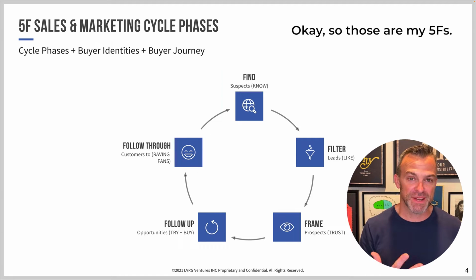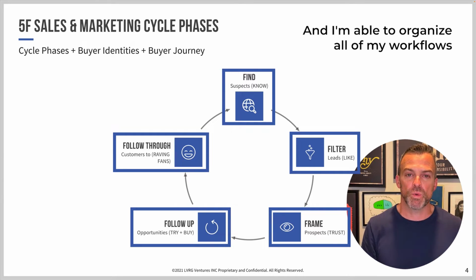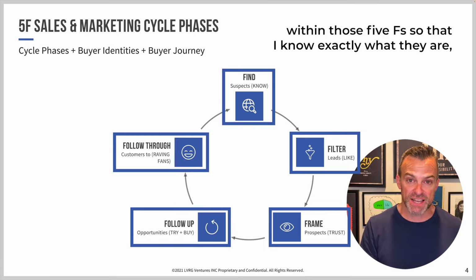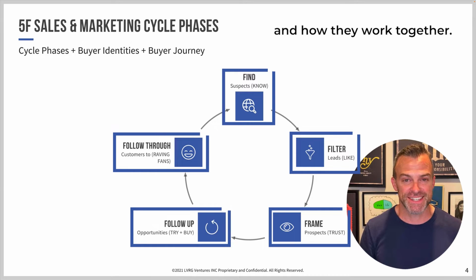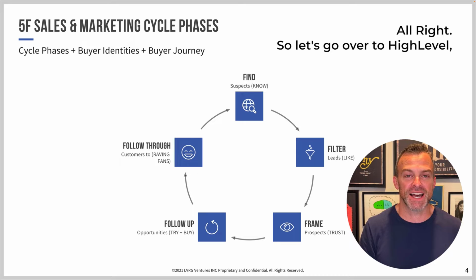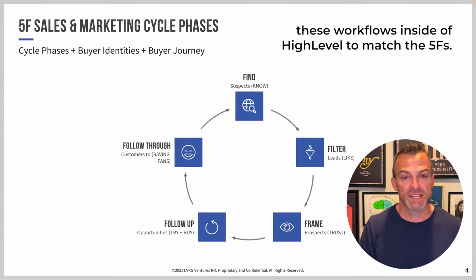Okay, so those are my 5 Fs: find, filter, frame, follow up, and follow through. And I'm able to organize all of my workflows within those 5 Fs so that I know exactly what they are, exactly what they're trying to accomplish, and how they work together. All right, so let's go over to HighLevel, and I'm going to show you an example of how I've built out these workflows inside of HighLevel to match the 5 Fs.